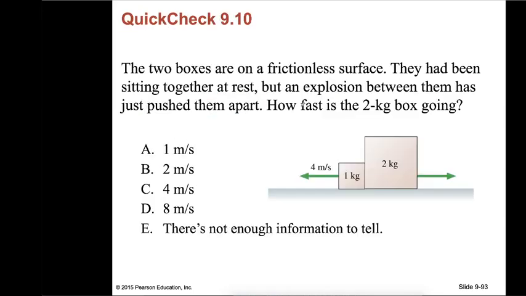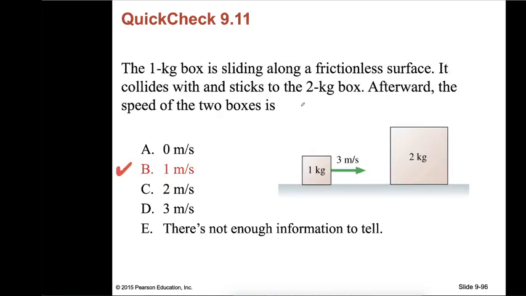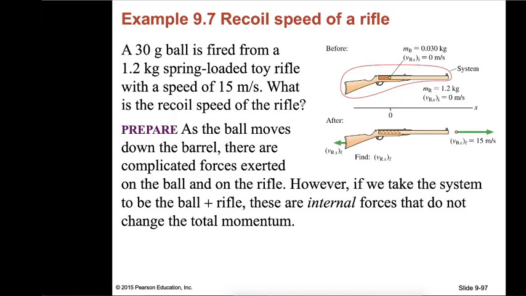So here's another quick question. You can do it by yourself. Now, let's do one example together. A 30-gram ball is fired from a 1.2 kilogram spring-loaded toy rifle, which is shown here, with a speed of 15 meters per second. What's the recoil speed of the rifle?